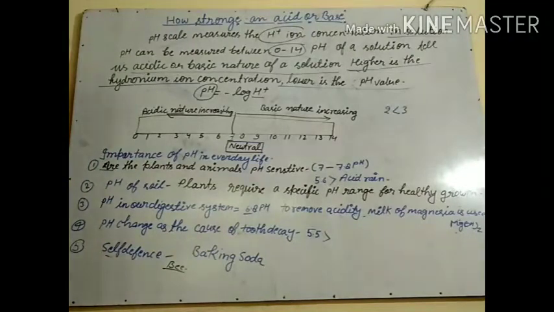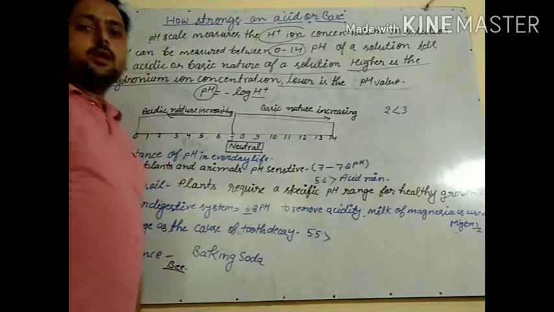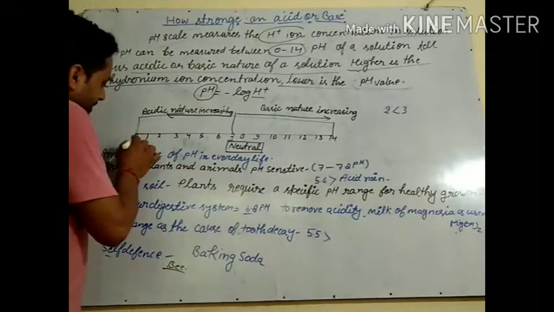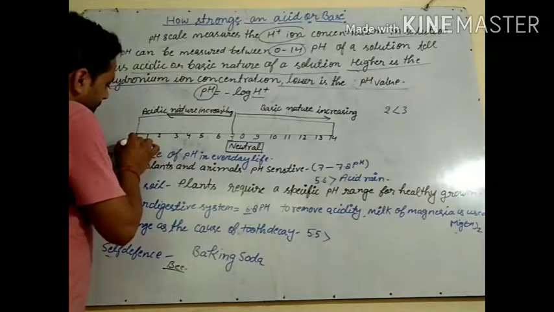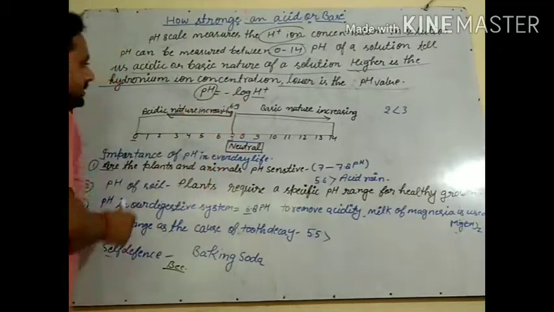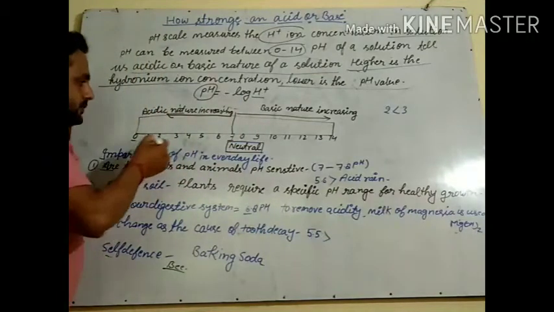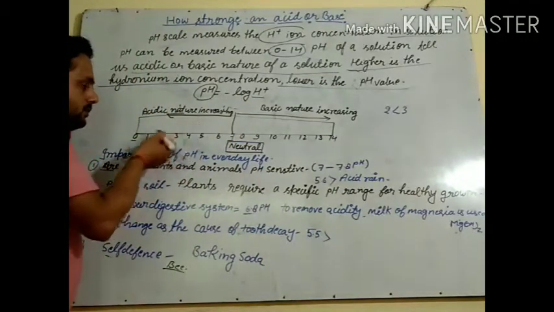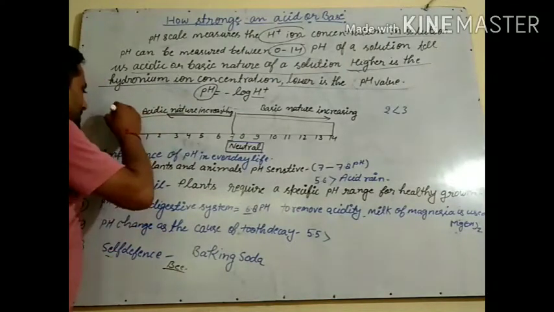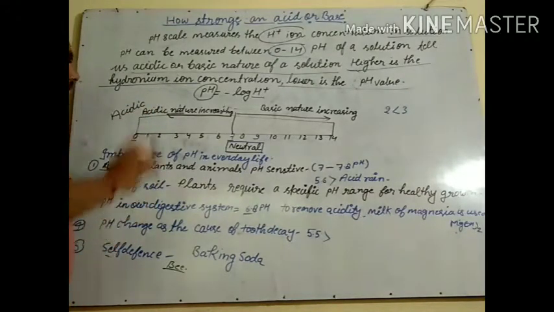And how can we say on the basis of pH value whether the given substance is acidic or basic? So if a solution or substance has pH value 0 to 6.9, that is acidic. And base is above that.